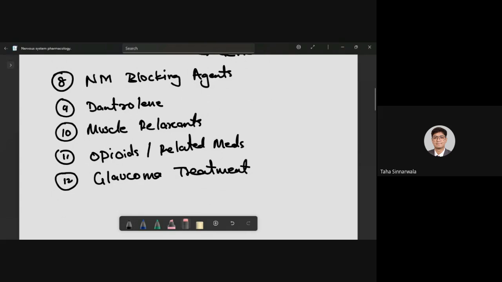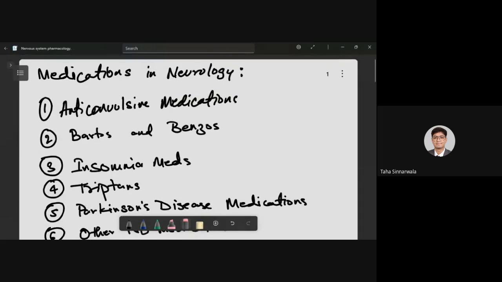Don't worry, I know this sounds like a lot of classes of medications and it's a lot of medications, but I'll try to break it down for you so that it becomes very easy. And these medications are surprisingly easy to remember.